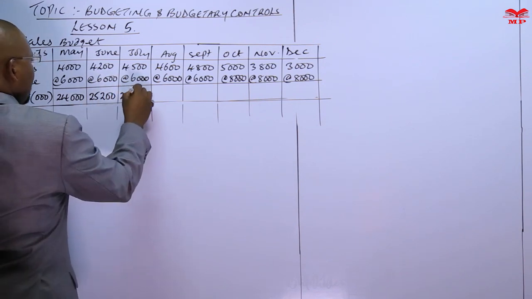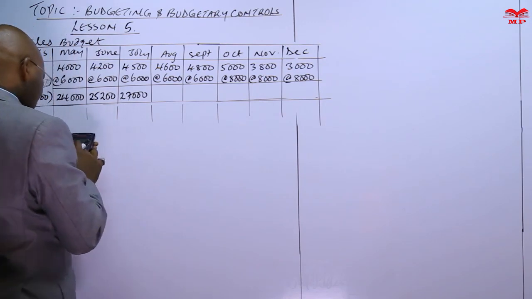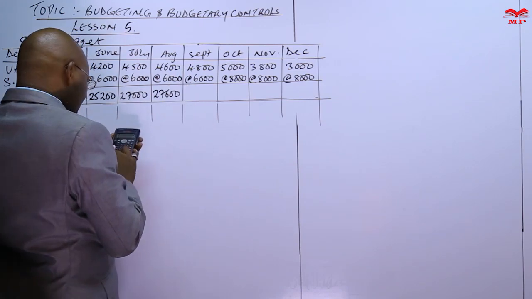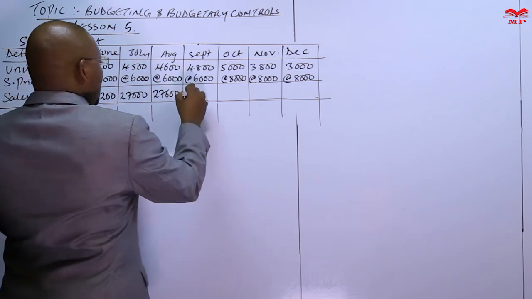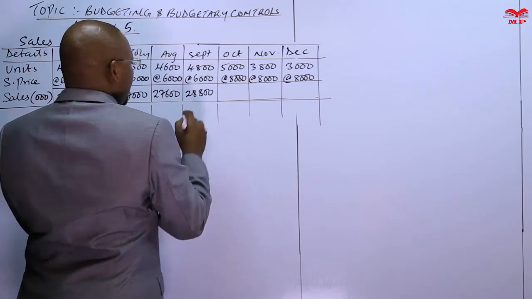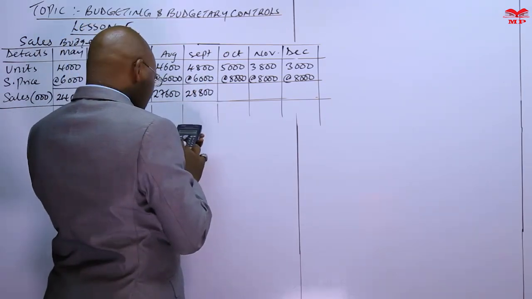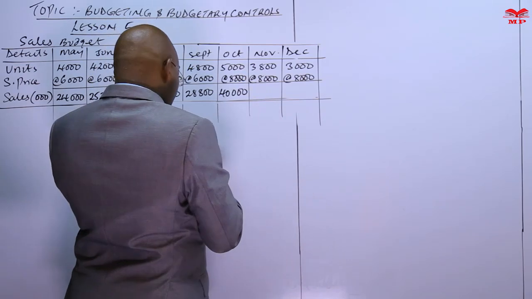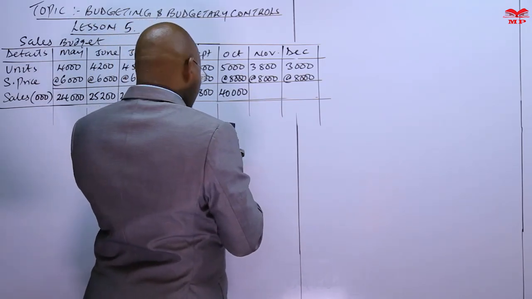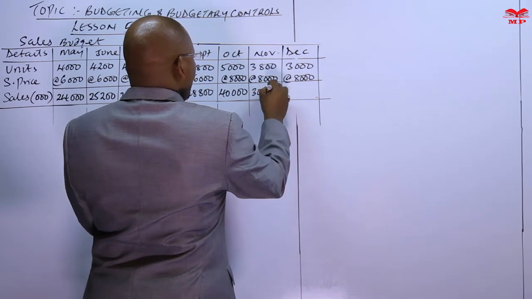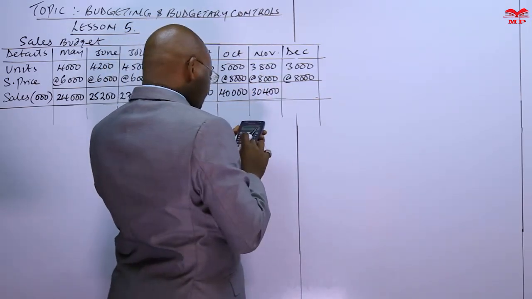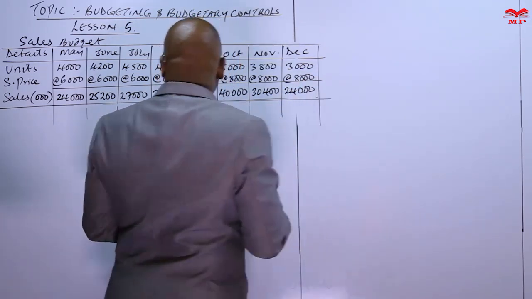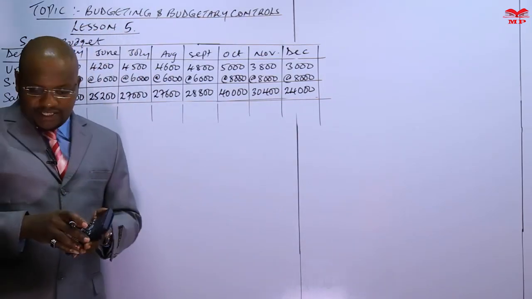This is 27,000. 4,600 times 6. This is 27,600. 4,800 times 6. This is 28,800. Then you have 5,000 times 8. This is 40,000. 3,800 times 8. This is 3,400. And you have 3,000 times 8. This is 24,000. So with that now we have managed to get what we call the sales budget.